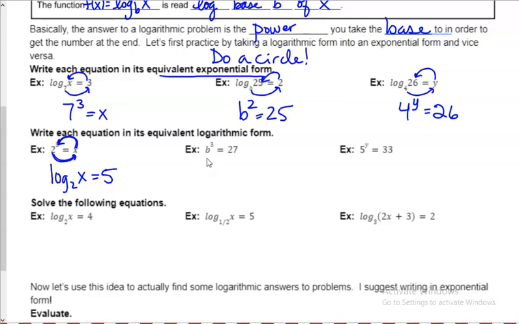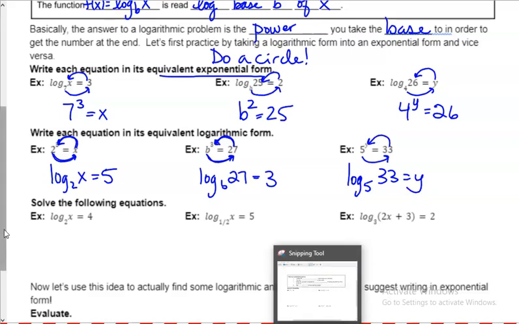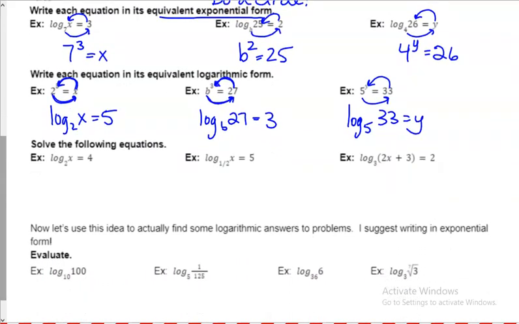Let's do log base b of 27 equals 3. So log base b, which is a subscript, of 27 equals that power, which is 3. For the final one here, we would do log base 5 of 33 equals y. And that would be changing it to a logarithmic form as opposed to keeping it in exponential form.